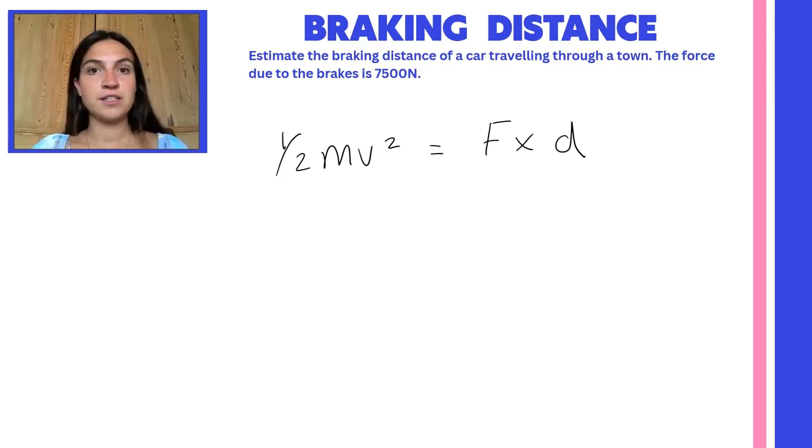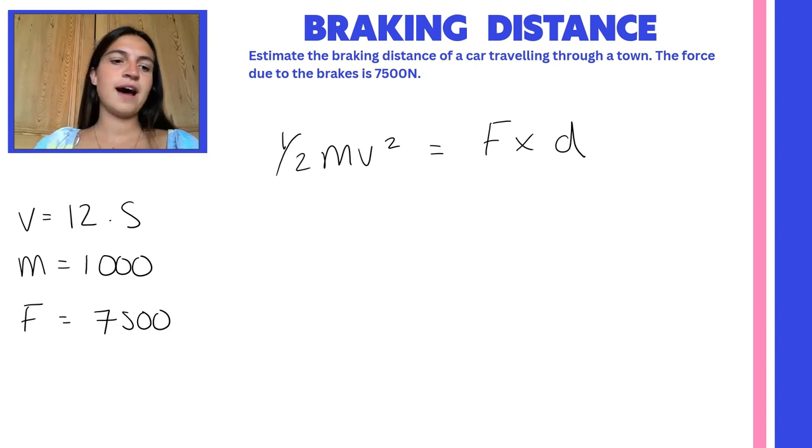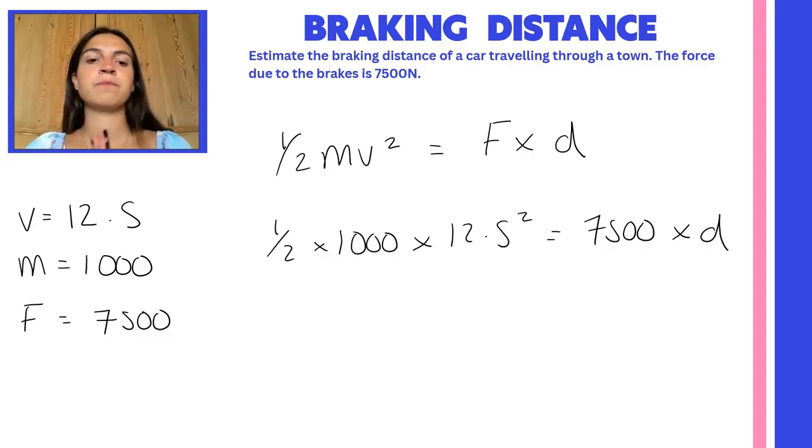And what information do I have in my question? Well, I've got the speed because it's travelling through town. So again, I'm going to argue 12.5 meters per second. I've got the mass of the car, 1,000 kilograms, and I've got the braking force, 7,500 newtons. So let me plug those variables into the correct part of my equation. Half times 1,000 times 12.5 squared is 7,500 times the distance.